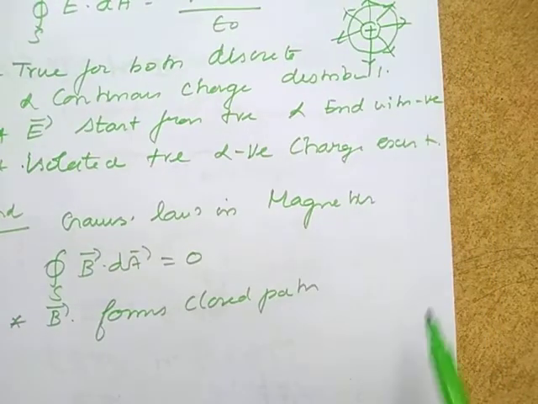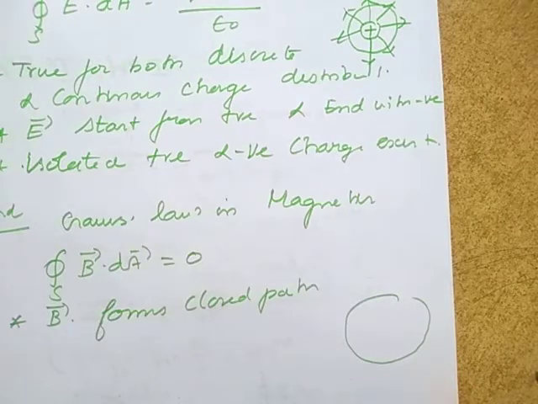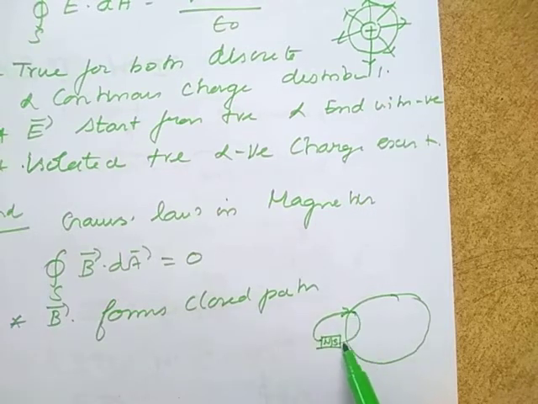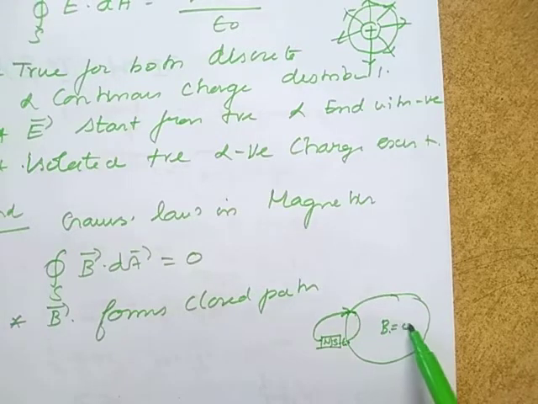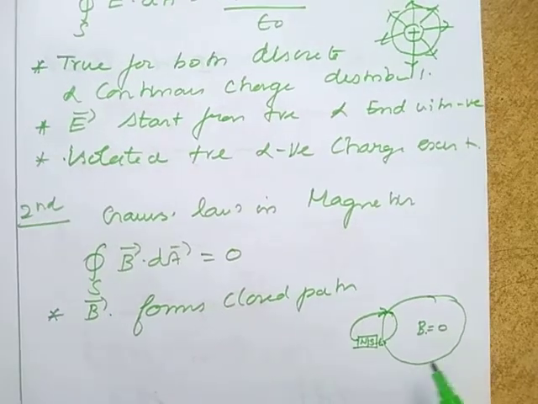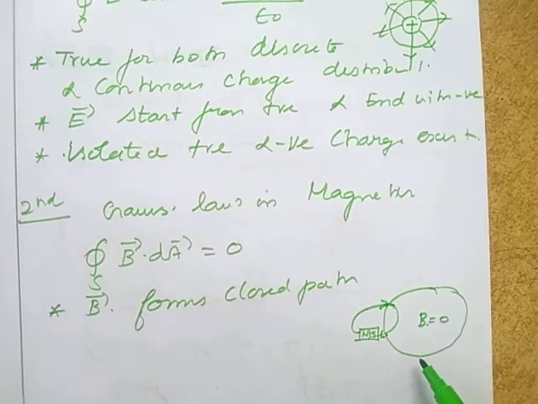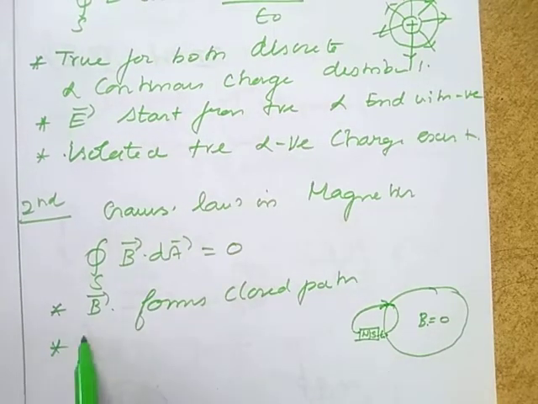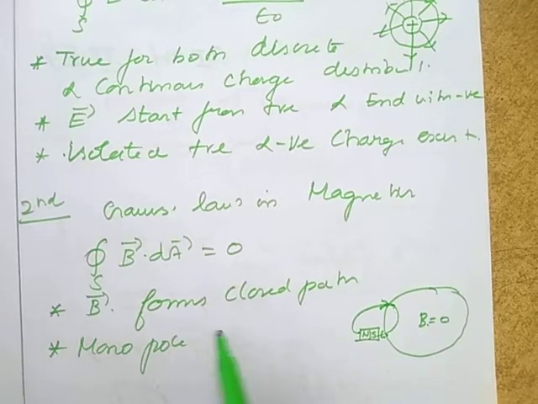Suppose I consider a closed path and place a magnet near to that, with a north pole and a south pole. From the north pole the magnetic field lines start. They enter this region, then leave the region. Adding these two values we get 0. So the magnetic flux for the closed loop will be 0. This statement means monopole does not exist. There will not be any separate south pole or north pole.